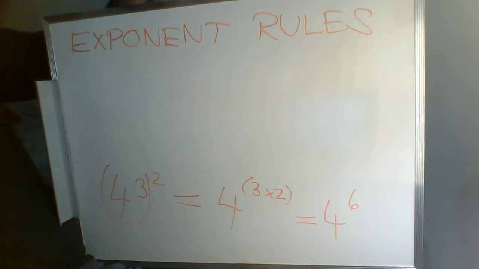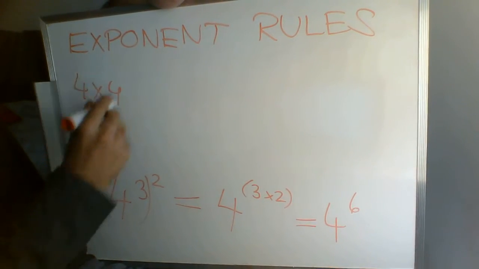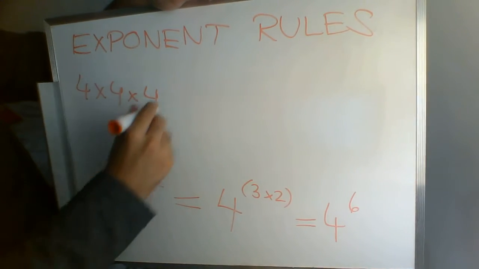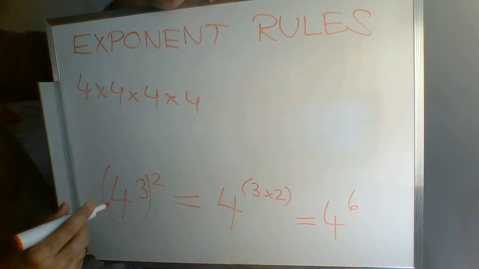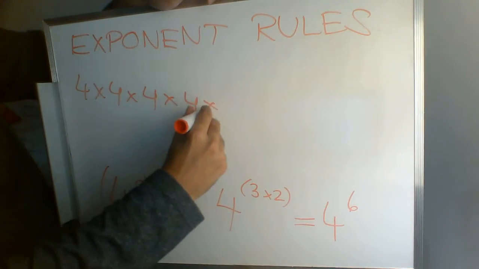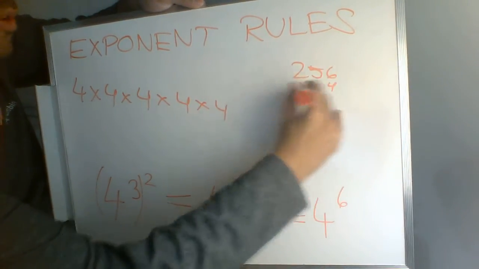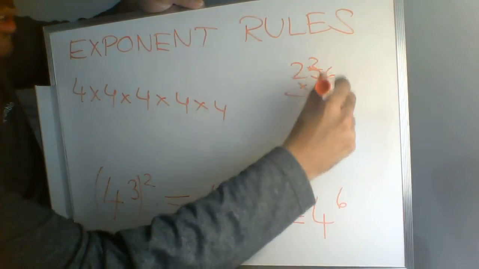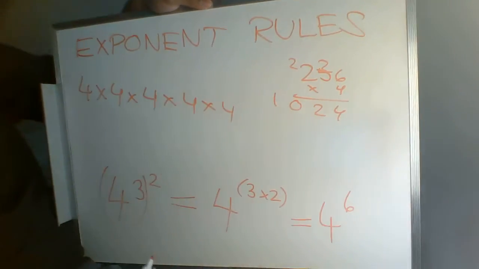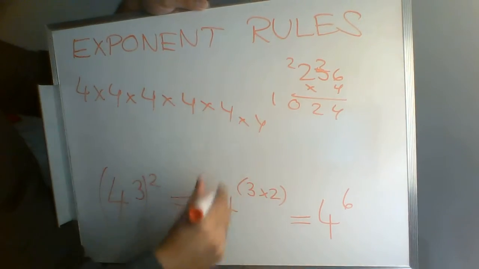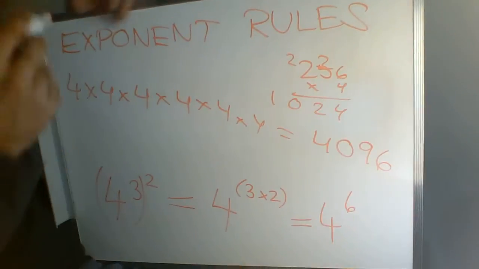So we had 4 times 4, that's going to be 16, times 4 is 64, times 4 again is going to be, what, 256, times 4 again, so that's going to be 256 times 4, 6 times 4 is 24, 4 times 5 is 20, 22, 2 is 8, 10, 24, and then times 4 again, so that'll give us 4,096 would be your answer.